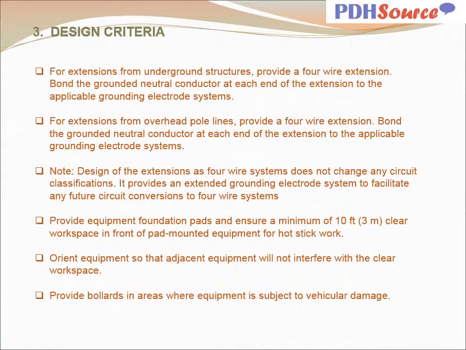Provide equipment foundation pads and ensure a minimum of 10 feet clear workspace in front of pad-mounted equipment for hot stick work. Orient equipment so that adjacent equipment will not interfere with the clear workspace. Provide bollards in areas where equipment is subject to vehicular damage.